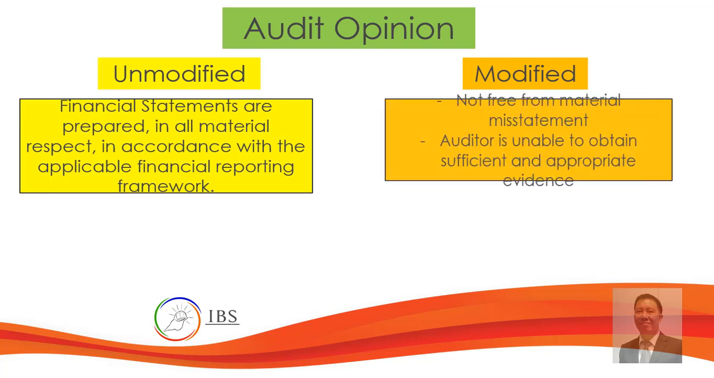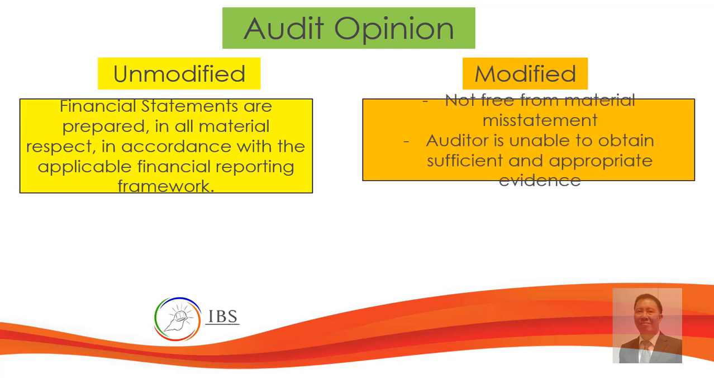Now, under modified opinion, when you say modified, you have certain qualifications or observations that you want the readers of the report to know. So under modified opinion, it may not be free from material misstatements, or the auditor is unable to obtain sufficient and appropriate evidence. So if there are limitations or restrictions imposed on the auditor, or the auditor has faced them, that also will create a modified opinion.